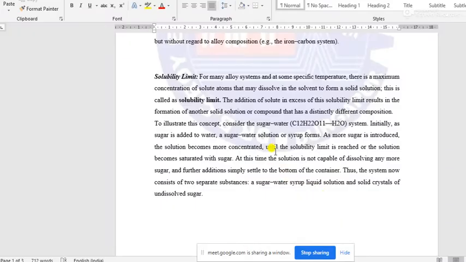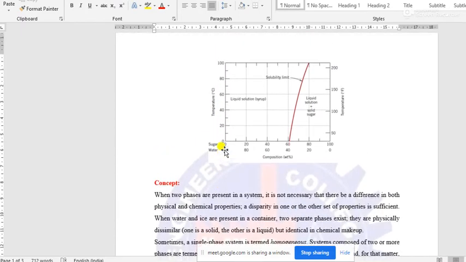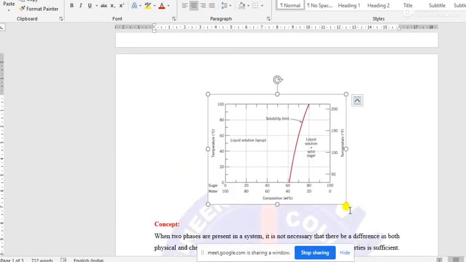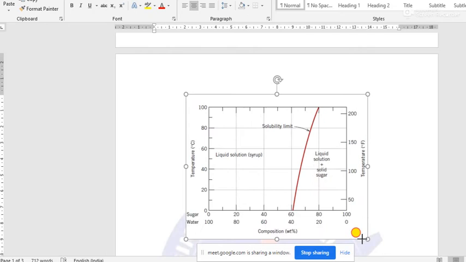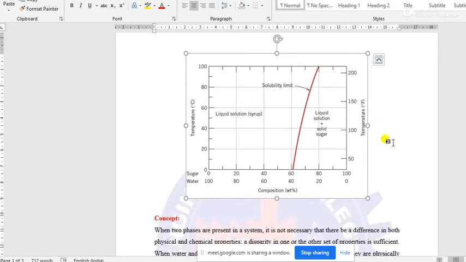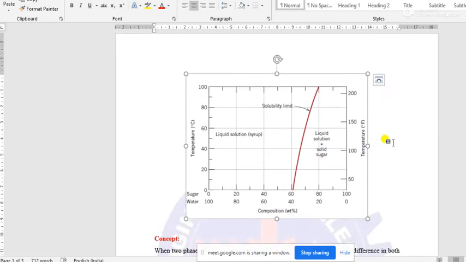Now, after some point, when the solution is saturated, then obviously the sugar cannot be dissolved in the solution. And this figure, I think you can see this figure. This is the graph of the percentage of solute in a solution of a sugar water mixture or sugar water syrup.